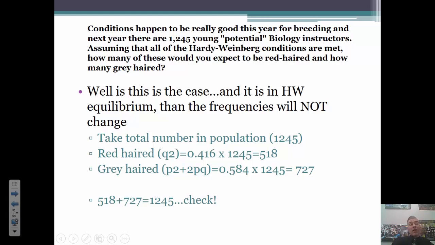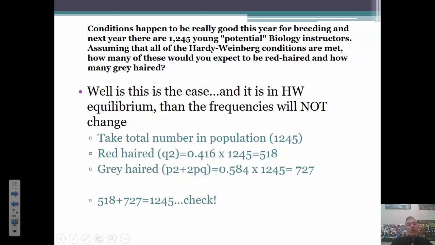Well, in this case, if it's in Hardy-Weinberg equilibrium, that means from generation to generation, there is no change in frequency. So the frequencies of everything should stay the same. So all we have to do is take the total population, in this case, 1,245, and multiply it by our frequencies before. Okay, so the red-haired individuals is q squared.